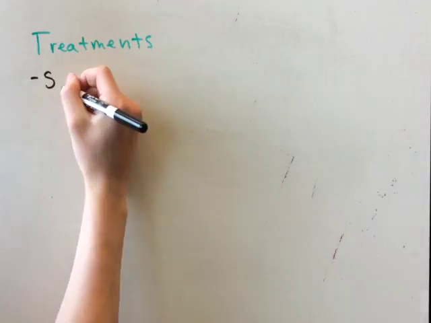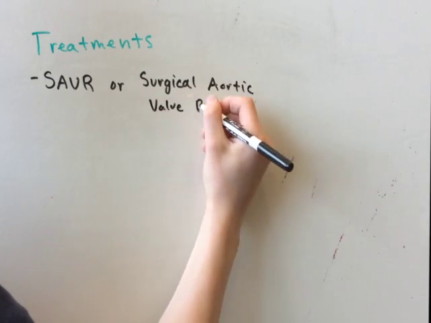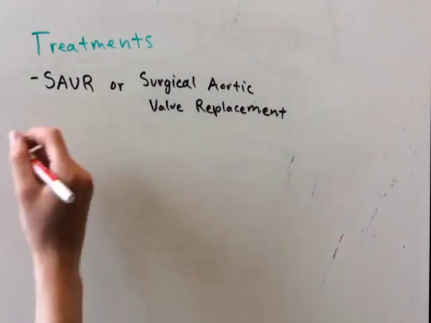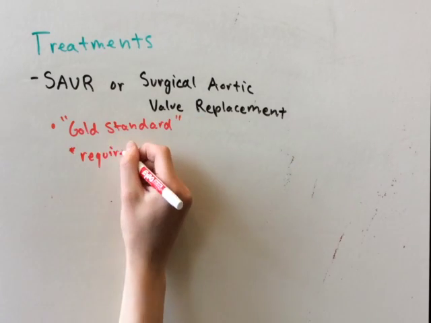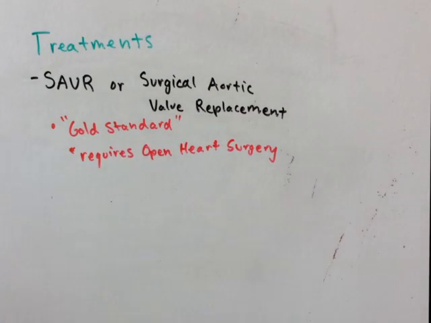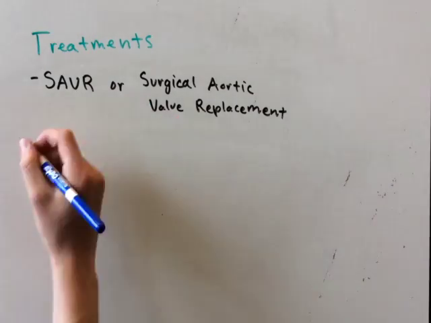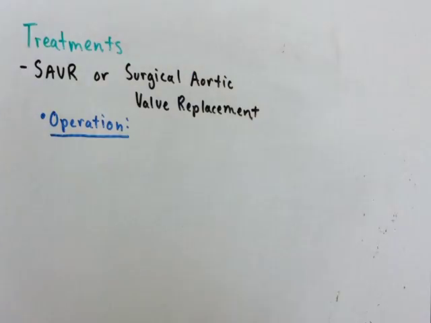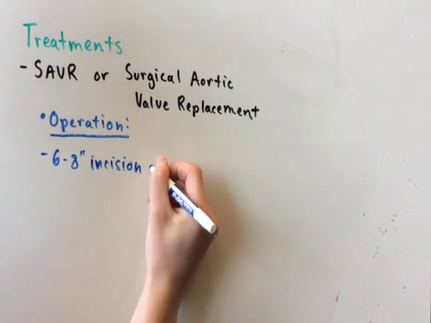Surgical aortic valve replacement is the gold standard for symptomatic aortic stenosis. However, surgical aortic valve replacement may not be for everyone, as it requires open heart surgery. The surgical aortic valve replacement procedure is performed by a surgeon creating a 6 to 8 inch incision down the front of a person's torso.